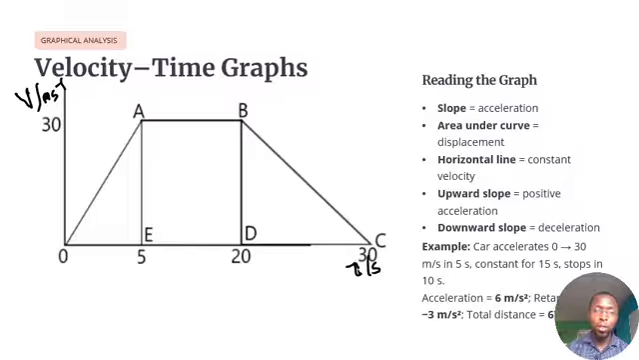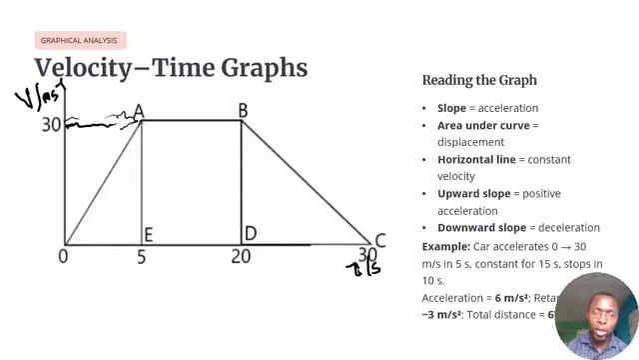Now I'm starting with 0 to A, between this point and this point. We call it acceleration because the object is what? Gradually increasing its velocity. The velocity starts from 0 and gradually increases to 30 meters per second. So whenever velocity is increasing, we say it is accelerating. So the vehicle accelerated from 0 to 30 meters per second.